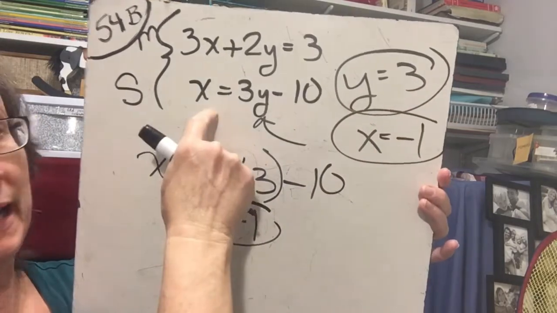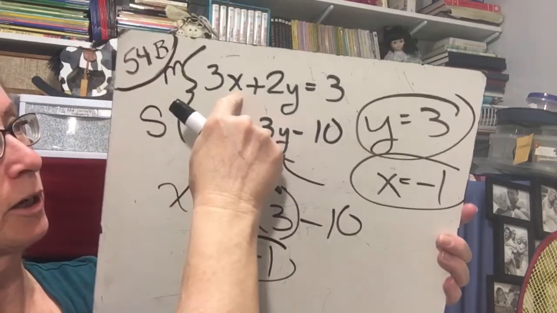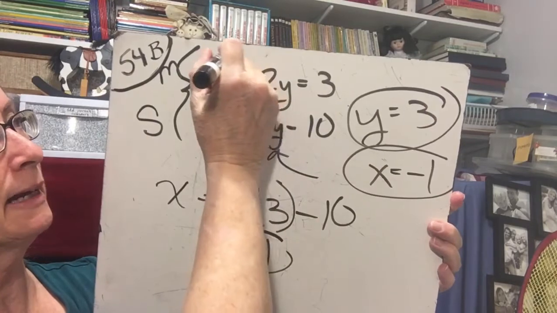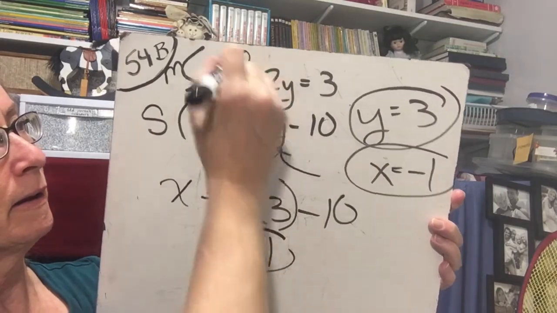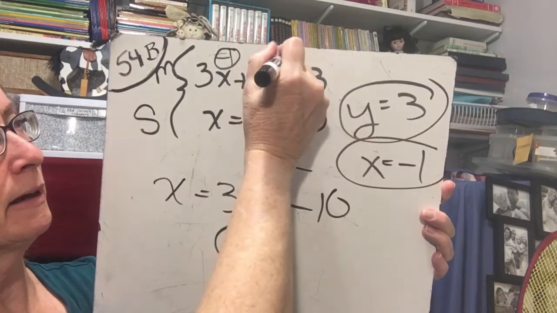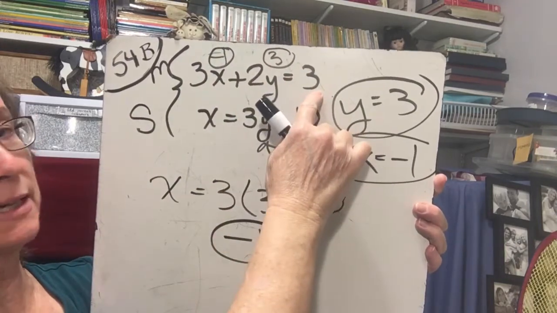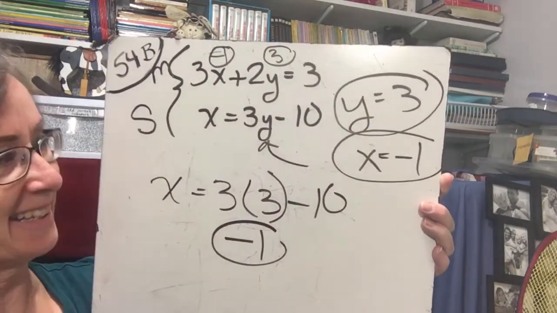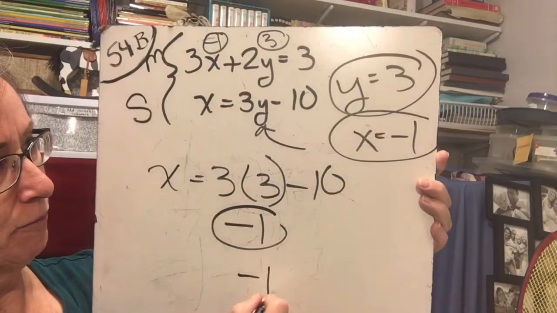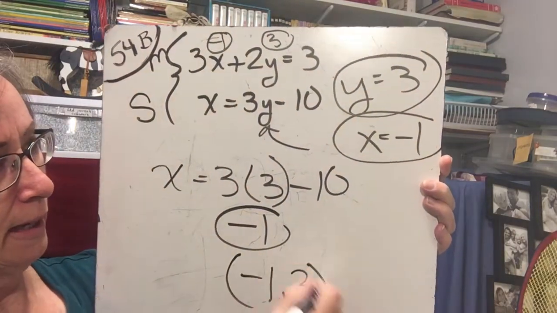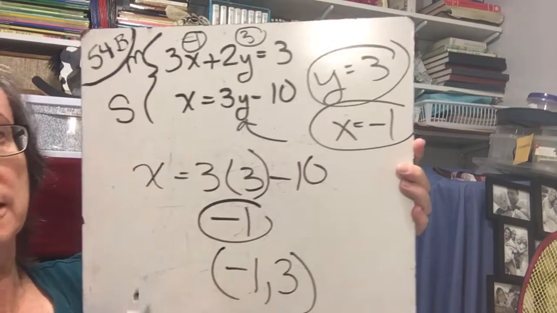Now, we already have checked it in this equation, so we're going to go back up here. X is negative 1. Y is 3. Negative 3 plus 6 is 3. It checks. So our answer is negative 1 comma 3 is our ordered pair solution.